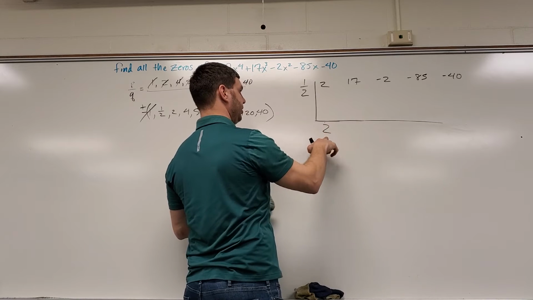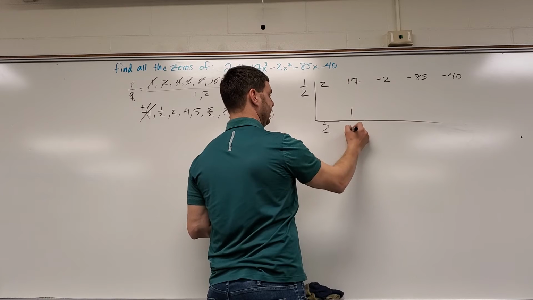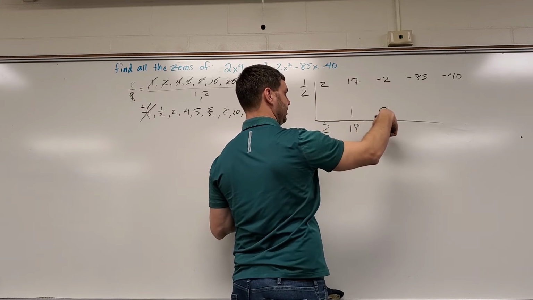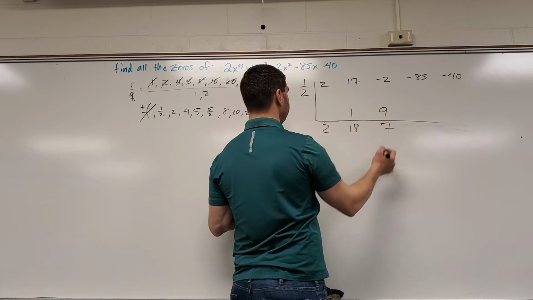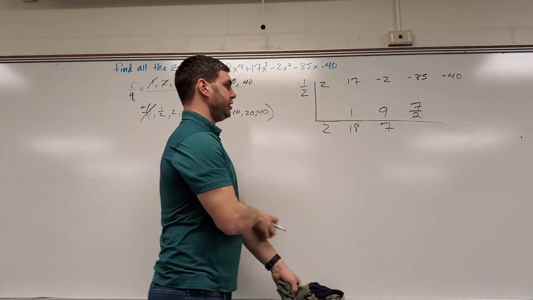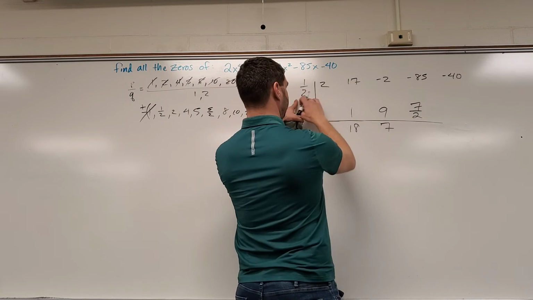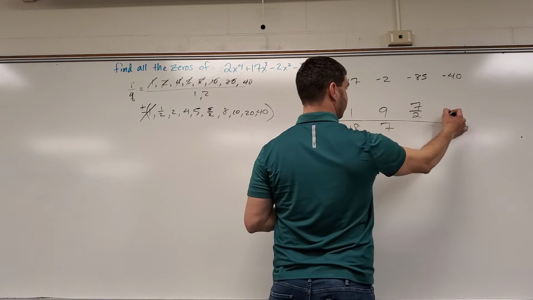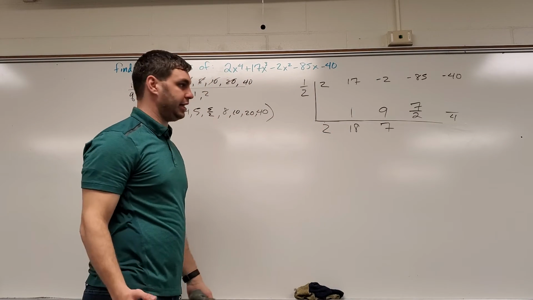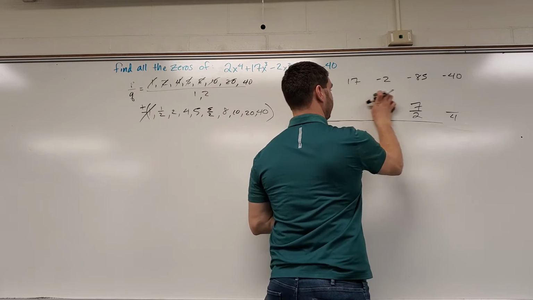Again, bring down 2. Half of 2 is 1. That's 18. Half of 18 is 9. Bring this down. 9 minus 2, 9, 8, 7. 7 halves. Ooh, this is going to get ugly. 7 halves. And then I'll show you here that once we bring this down, this is going to be, again, something over 2. Then multiply that, we're going to have something over 4 at the end, which will not give us a 0. So we can stop that one right there. So positive 1/2 does not work.